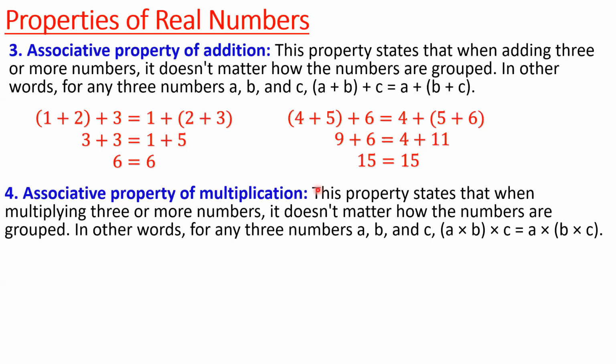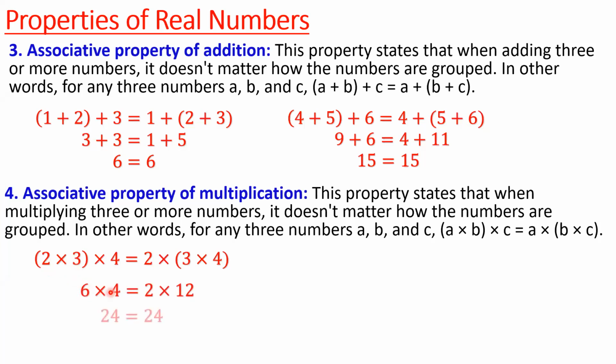So Joseph, where's Joseph? Joseph, where are you? Yes, sir. What is 2 times 3? 6. 6, very good. What is 6 times 4? 24. 24, very good. Now let's do the other side. What is 3 times 4? 12. And what's 12 times 2? 24. Very good. So when we group them and multiply them, the way that we group them doesn't matter. Understand that? Yes, sir. You still get 24.